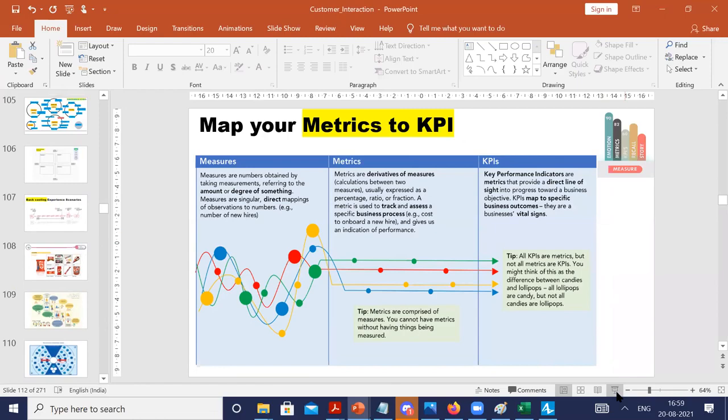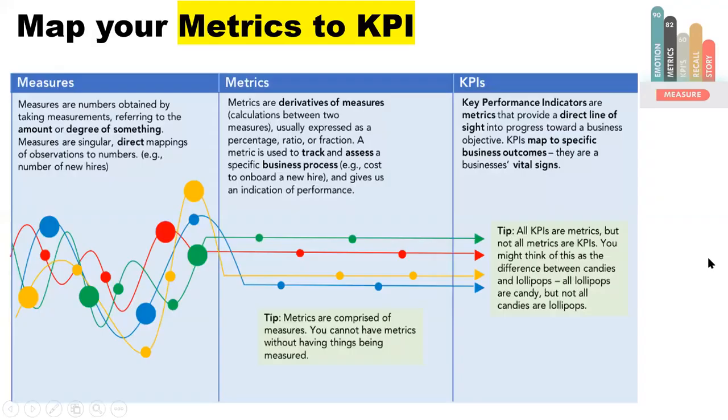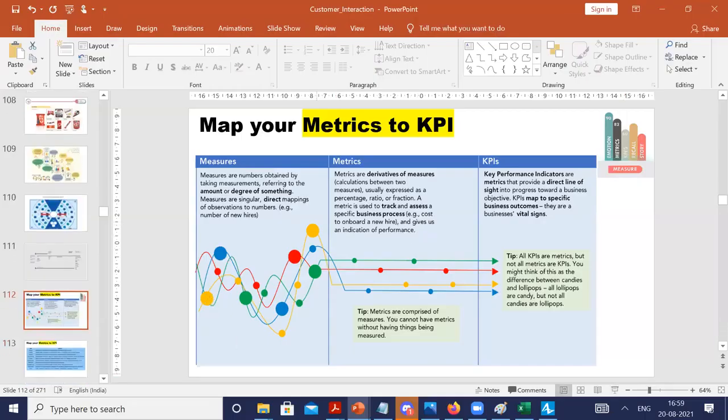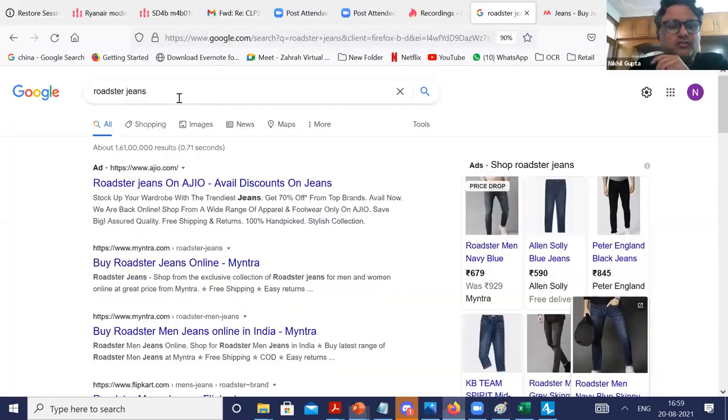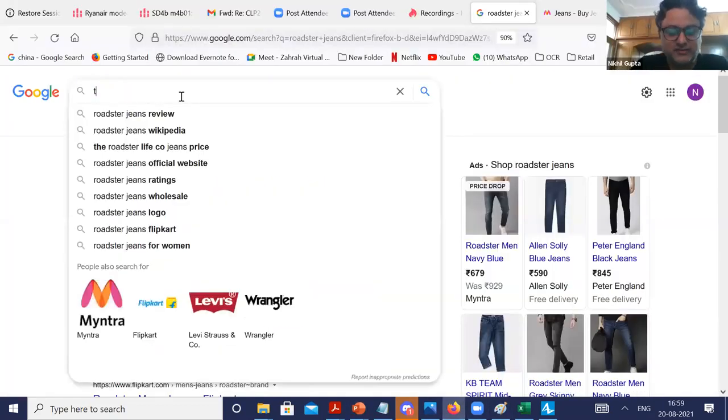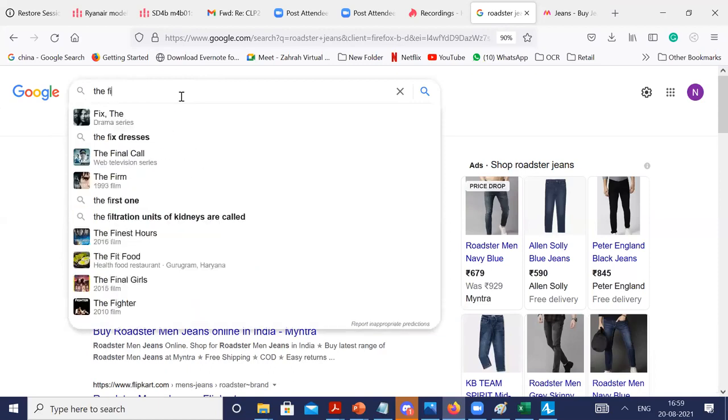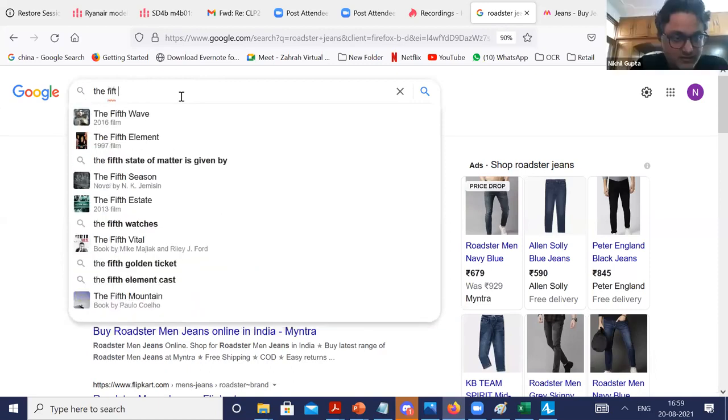Yeah, Nikhil, can you please type in the name of the book in the chat box? Okay, so there is a book called The Fifth Discipline. The Fifth Discipline. Okay, thanks.